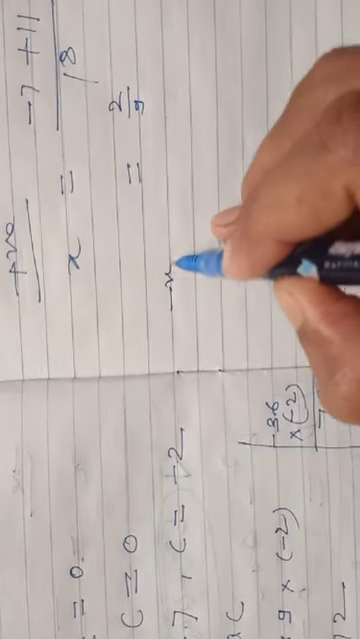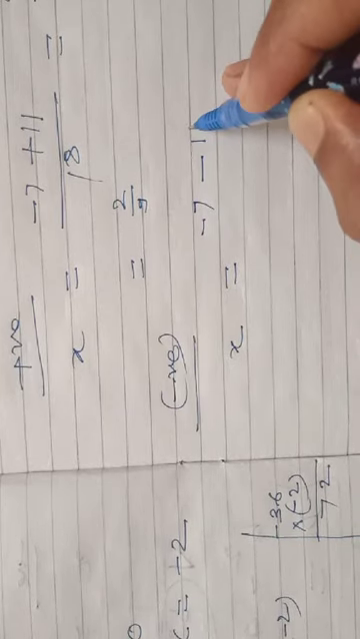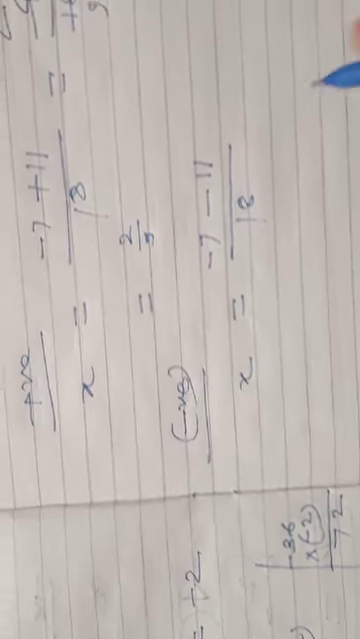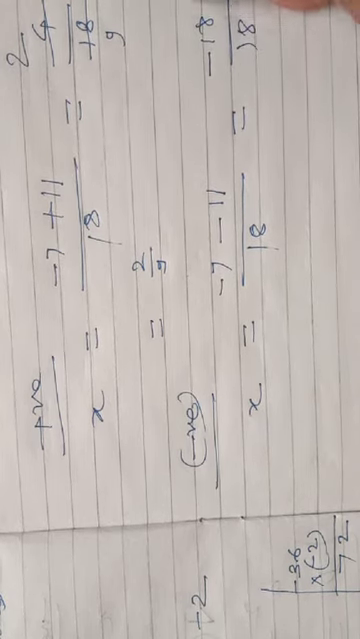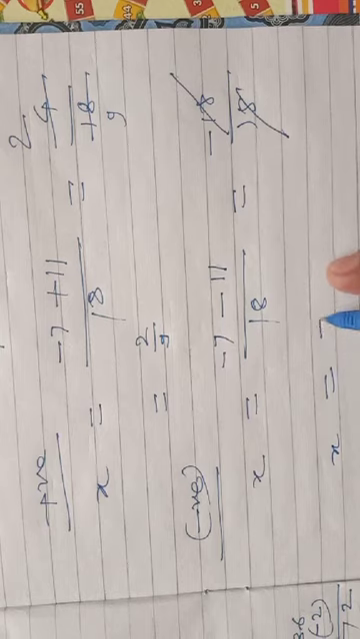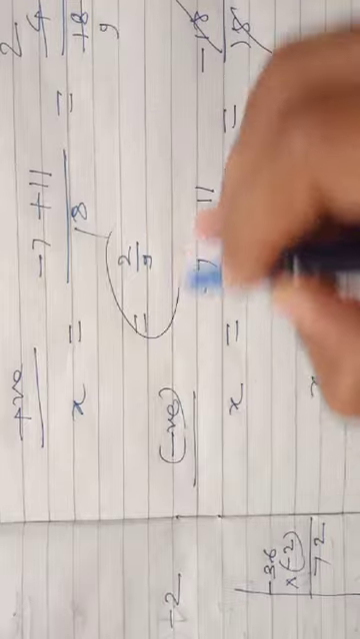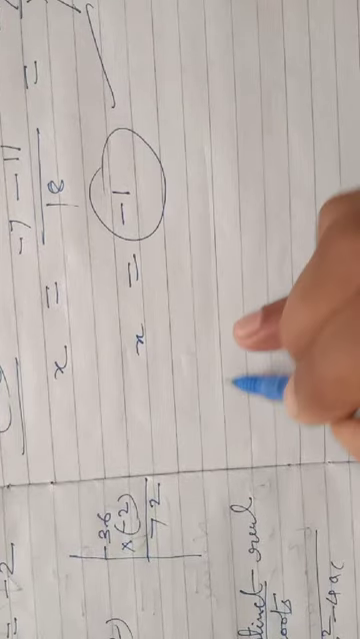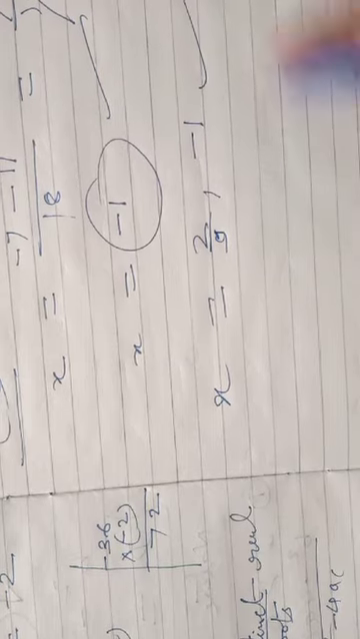Now take the negative sign. So x is equal to minus 7 minus 11 upon 18. So that will be minus 18 upon 18. 18 ones are 18, and the minus sign remains. So x is equal to minus 1. This way you got the two real roots. One is 2 upon 9 and the second one is minus 1. Those are the two real roots. And write your answer properly: x is equal to 2 upon 9 and the second one is minus 1.